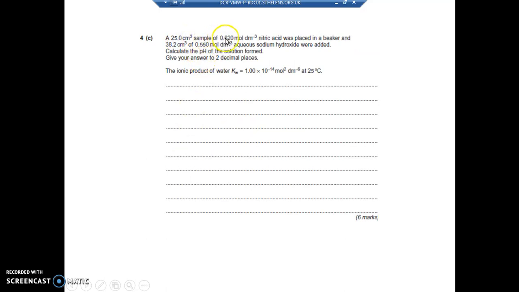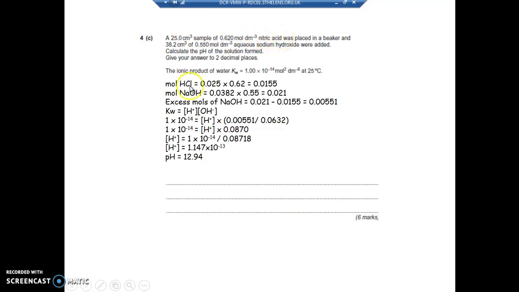A 25 centimetre cubed sample of 0.62 mole decimetre cubed nitric acid. Why have you been given a volume and a concentration? Because you want to work out moles. Multiply the two together, 0.025 in decimetre cubed multiplied by 0.620 will give you the number of moles of nitric acid. Okay, that should say nitric acid, not HCl. I've worked out the number of moles of nitric acid as 0.0155.